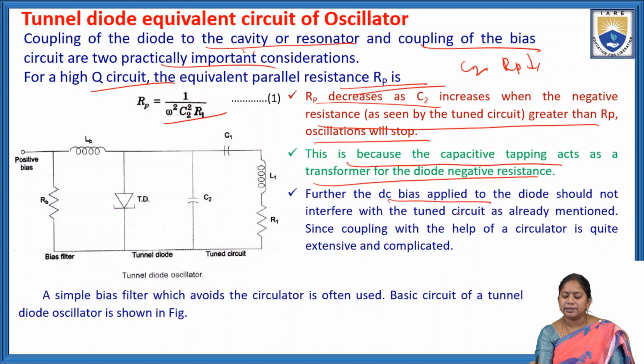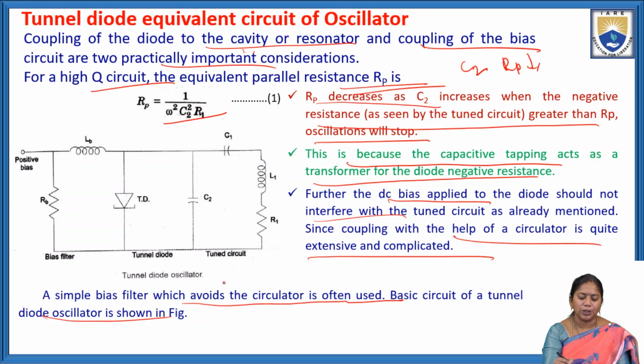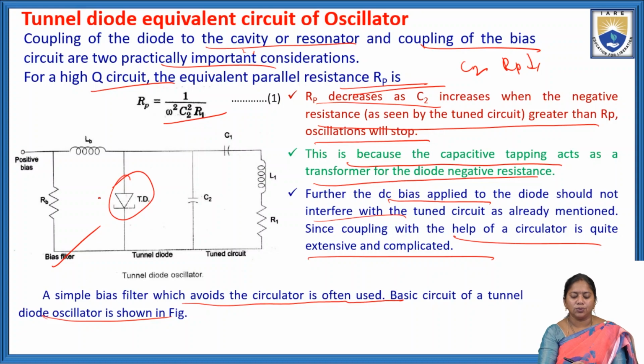Further, the DC applied to the diode should not interfere with the tuned circuit, as already mentioned, since coupling with the help of a circulator is quite extensive and complicated. A simple bias filter which avoids the circulator is often used. The basic circuit of a tunnel diode oscillator is shown in this figure. This is the bias filter. This one is the tunnel diode.